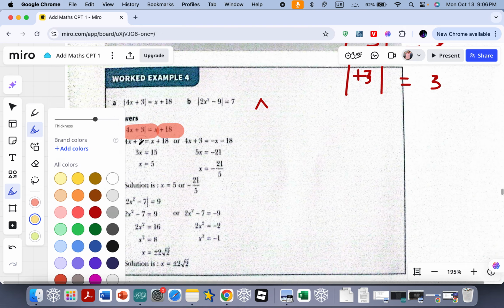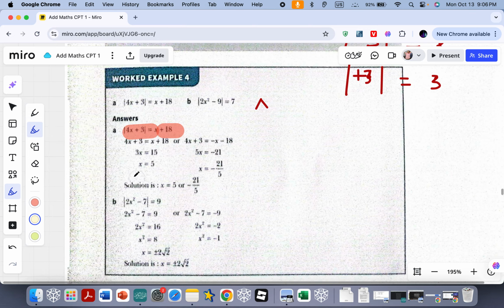So if we take 4x plus 3 equals x plus 18, you bring x to the left. It becomes 4x minus x. You take this 3 to the right, so it becomes 18 minus 3. 4x minus x becomes 3x. That's how we got this 3x.